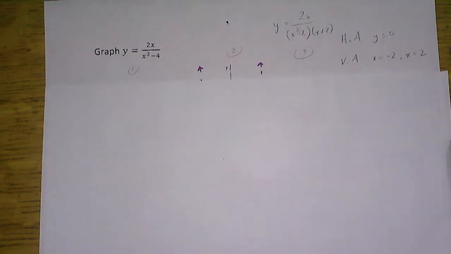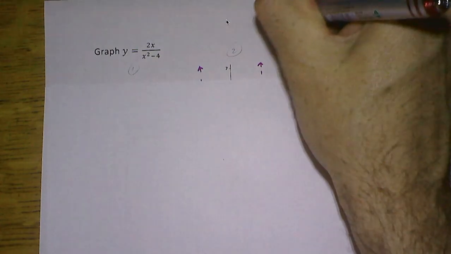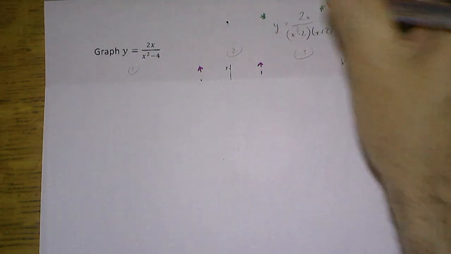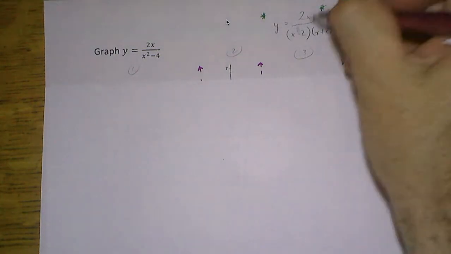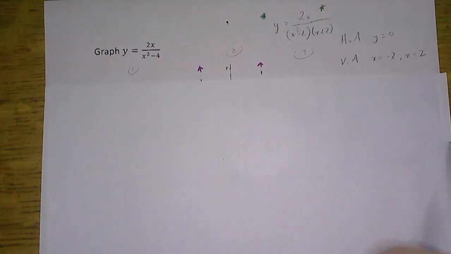For example, we are going to graph y is equal to 2x divided by x squared minus 4. I'm hoping that it is almost becoming important that you just jump straight to factoring. Factoring is just another way of saying the function, but it really helps you to clearly define it.